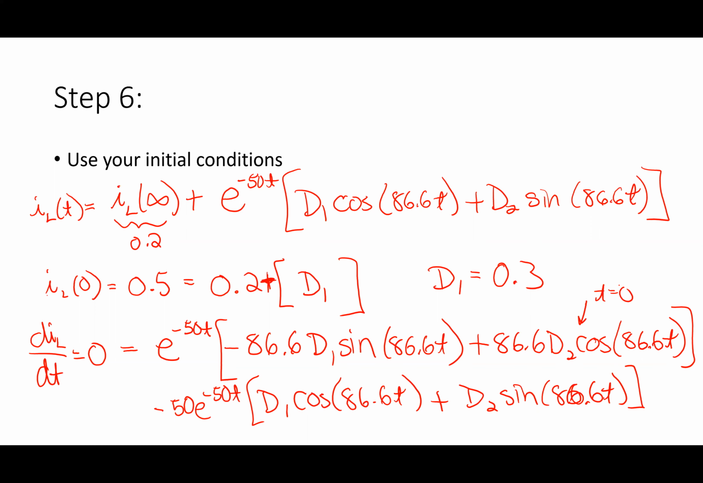Now that's something straightforward that you should know how to do. I have 2 equations and 2 unknowns. We've already figured out one of the unknowns, but that's the last step, to go through that.